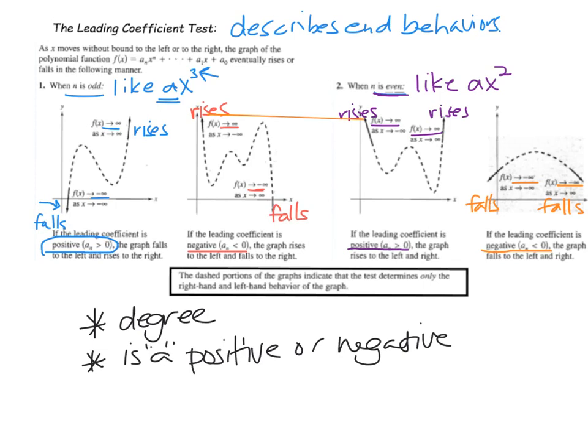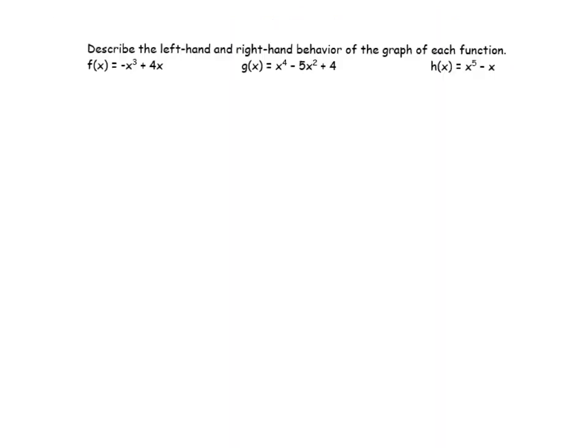Let's try a couple of examples. Describe the left-hand and right-hand behavior of the graph of each function. So without actually seeing the graph, we can describe what the arrows would do if we were to sketch it. For the first example, f of x equals negative x cubed plus 4x. It's written in this standard form, and this is its highest polynomial.